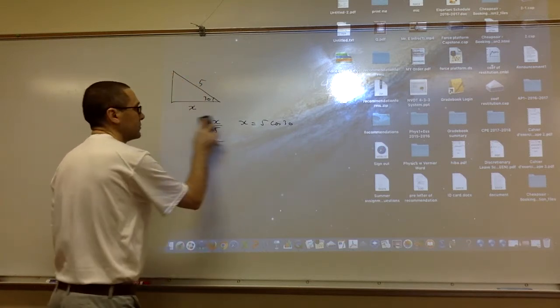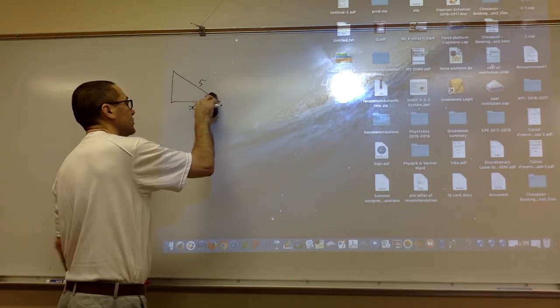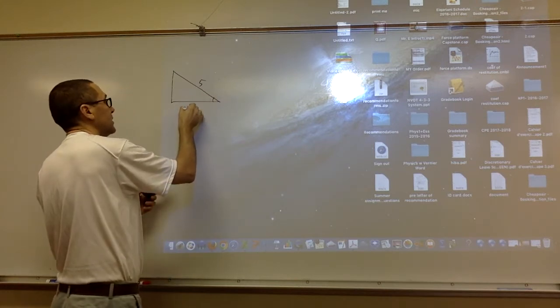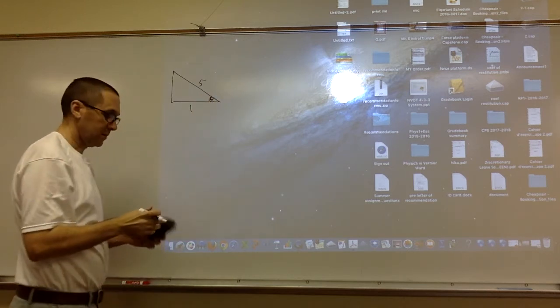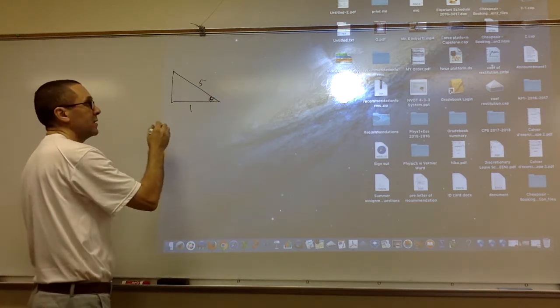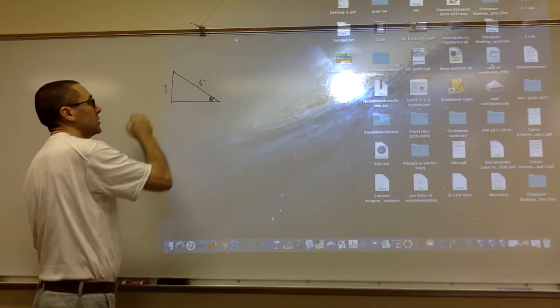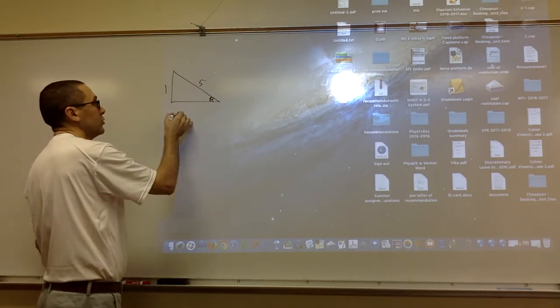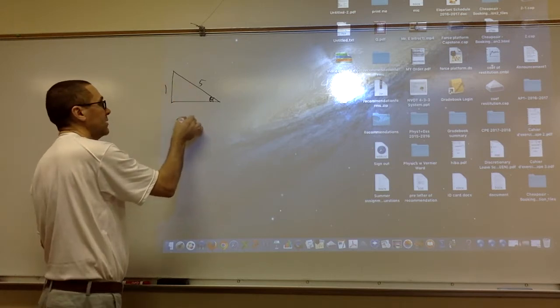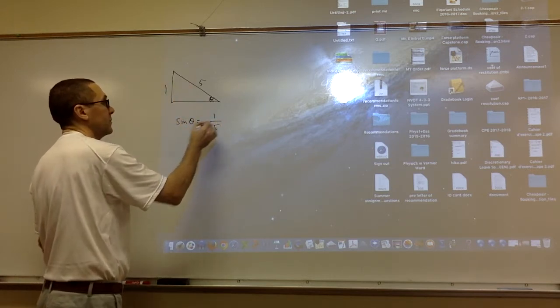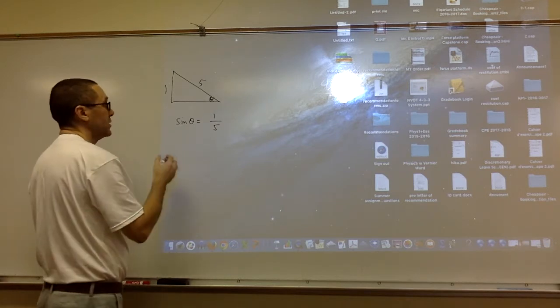Let's try to do something like this. So let's make this a 1. Let's make this angle theta. If I want to find theta, it looks like I'm dealing with the opposite and the hypotenuse. So I have to do sine of theta equals 1 over 5. Now, how do I solve this?